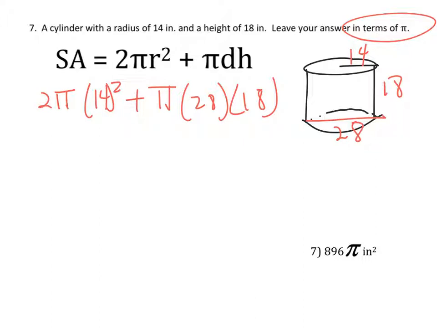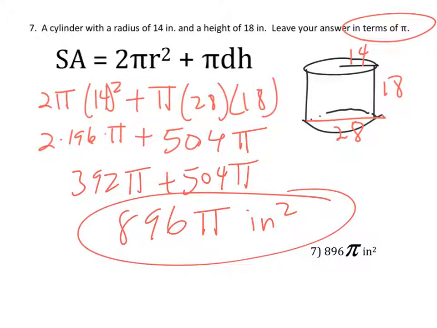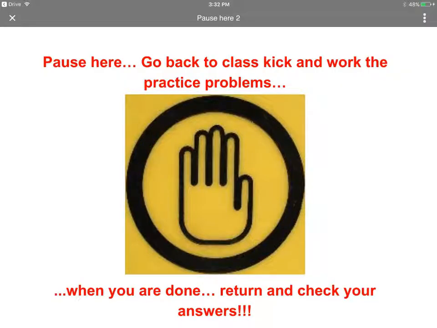So 14 squared is 14 times 14, that is 196. So I get 2 times 196 times pi, plus the other side, 28 times 18 is 504 pi. And back to the left side, I've got 2 times 196, so that's 392 pi plus 504 pi. And that gives the grand total of 896 pi inches squared, and it does say leave in terms of pi, so you're done there. Pause, head into class kick, and your turn for one.